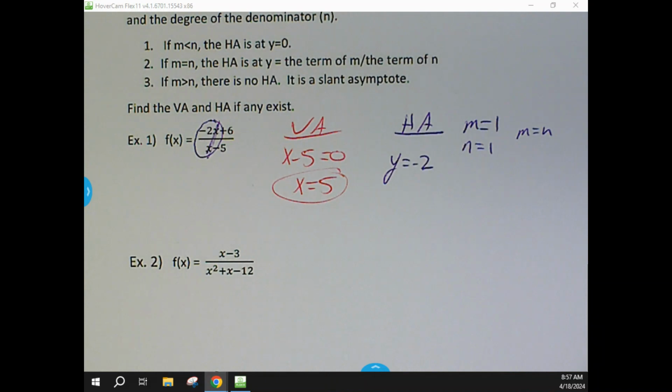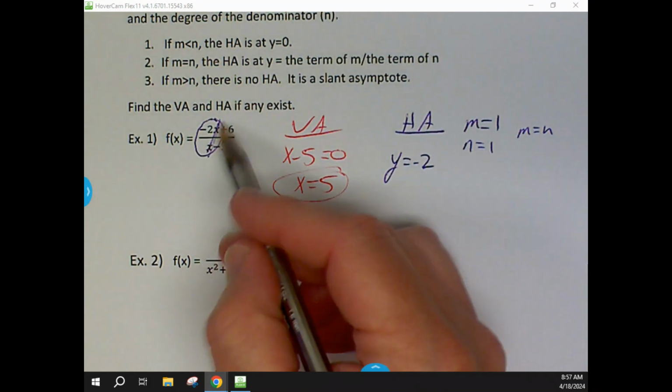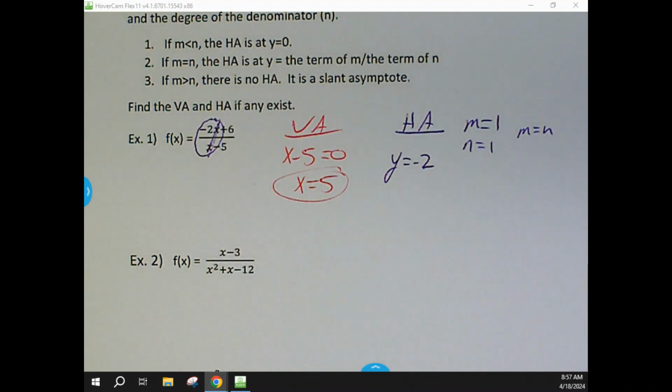Is that for every problem? If the powers are the same, yes. And we'll show you what happens if they're a little different power on the next one. Question: so m is 1 and n is 1 because there's no power written? Well, one is an understood power. And in that case, you just cancel out the x's, and whatever you've got left over for those leading terms, that's going to be your horizontal asymptote. Which again, is not too bad.